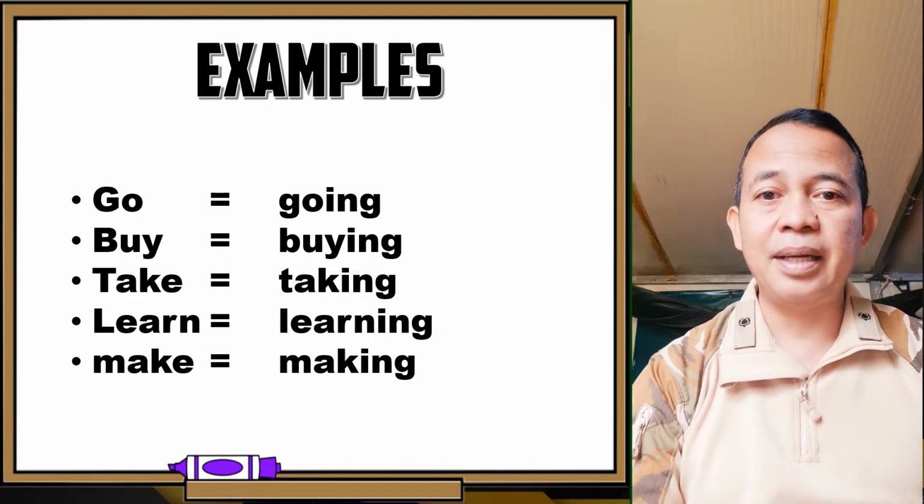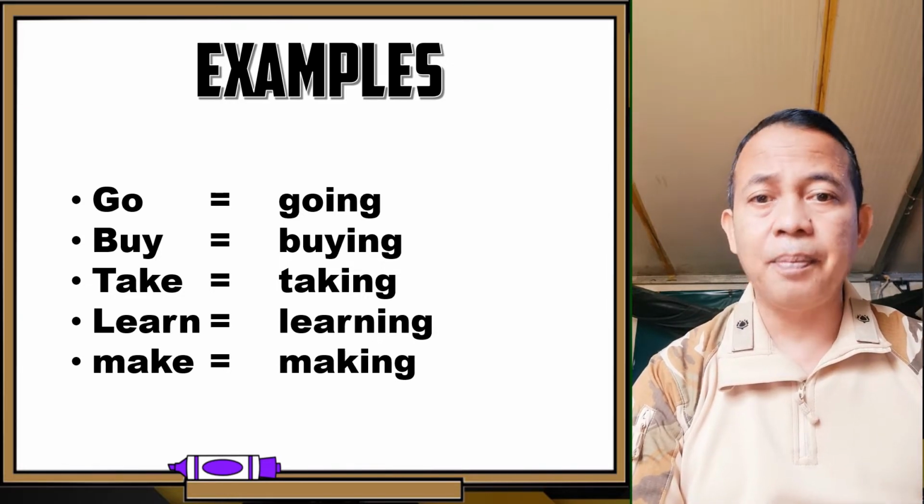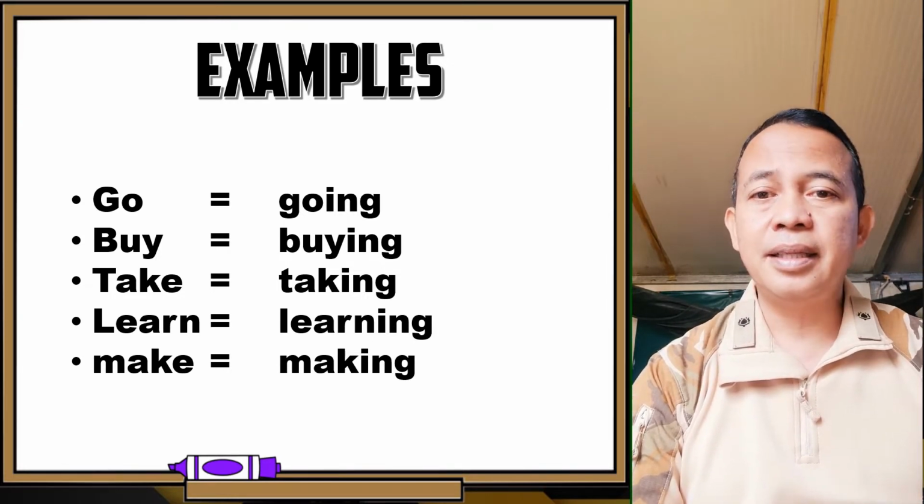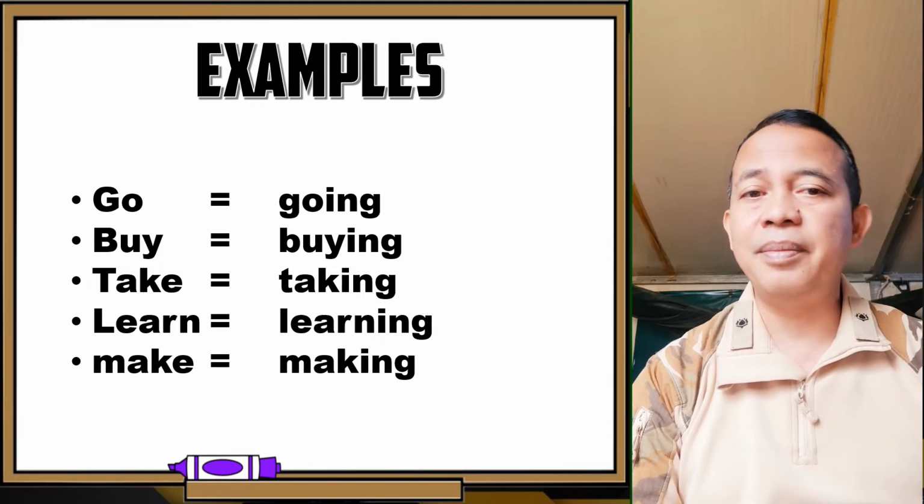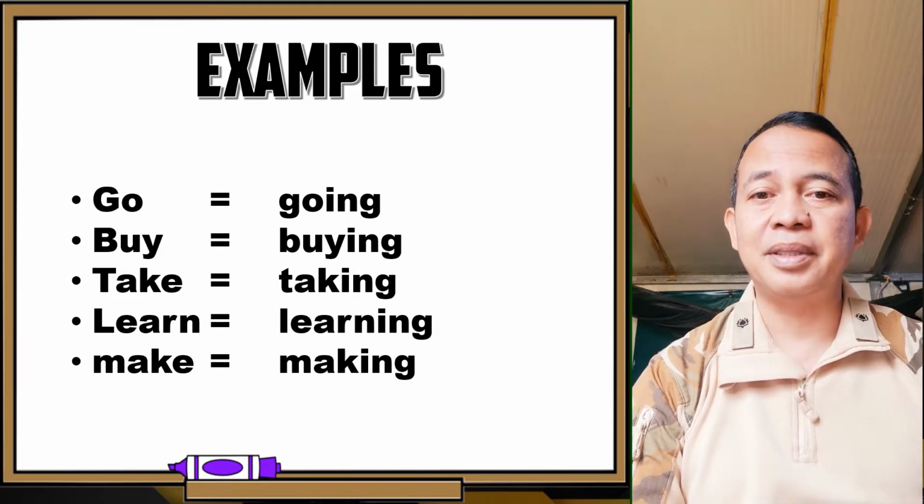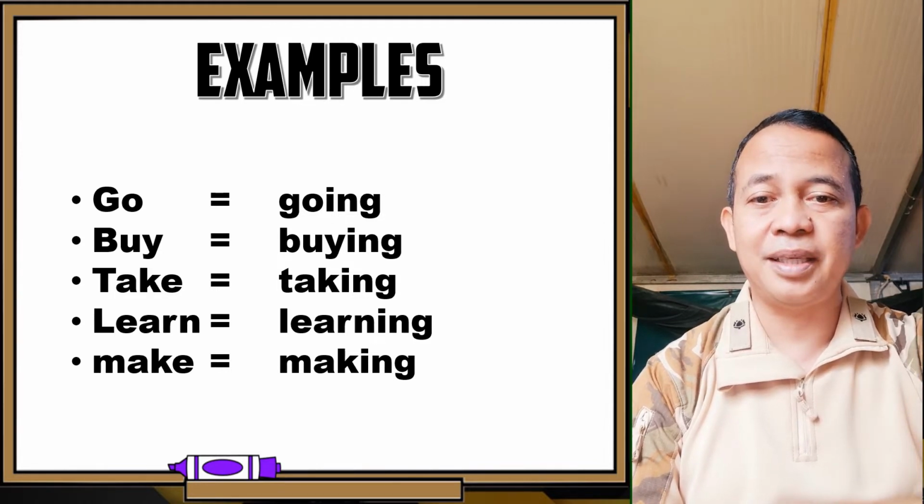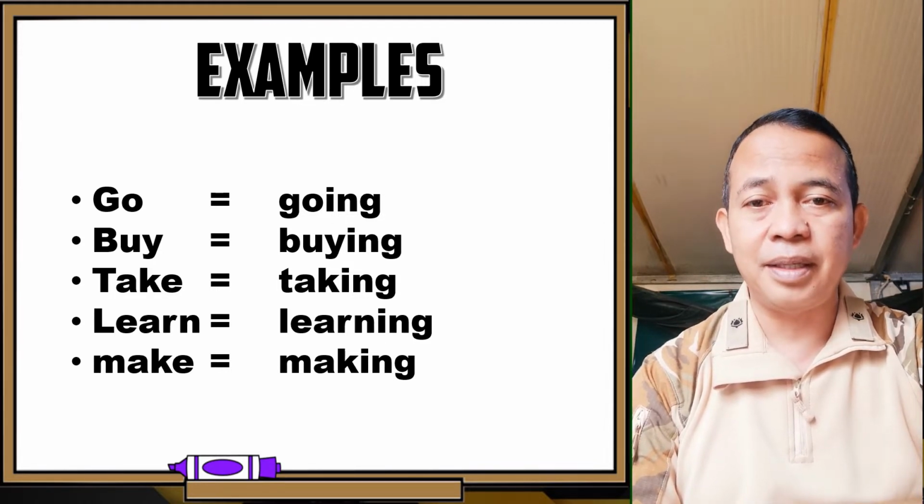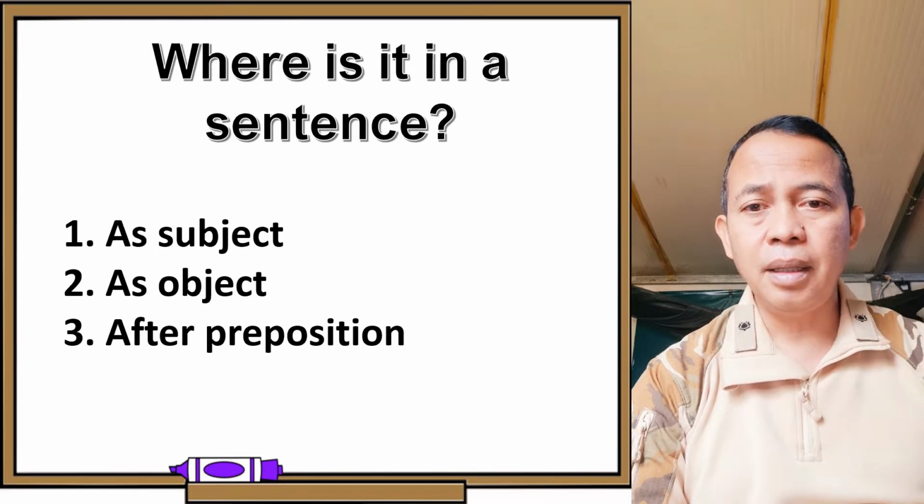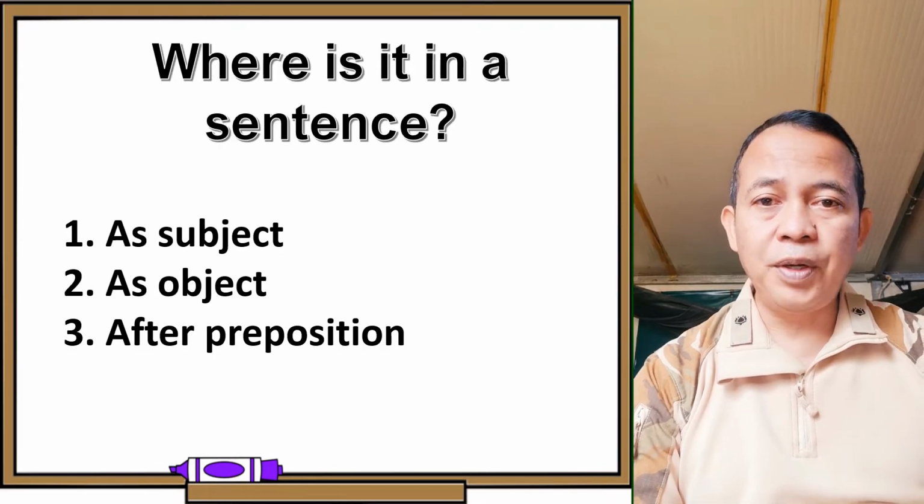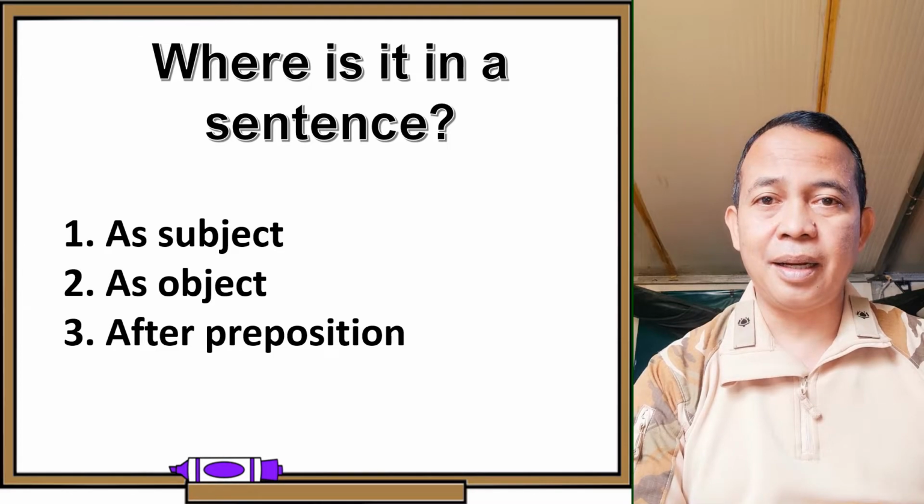For example, the word go becomes going, buy becomes buying, take becomes taking, learn becomes learning, and make becomes making. I'm sure you are aware of this, and you've seen this type of word a lot of times in your life. Now, we know already what a gerund is and how to form it.